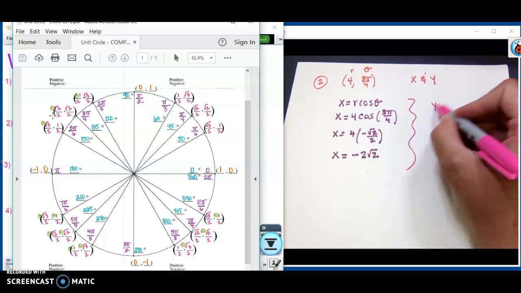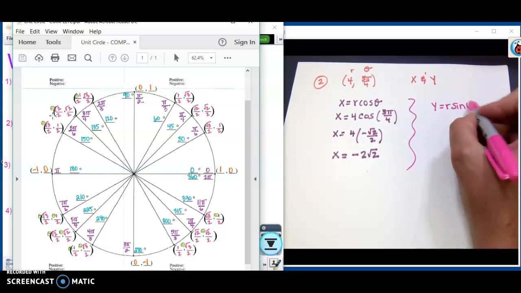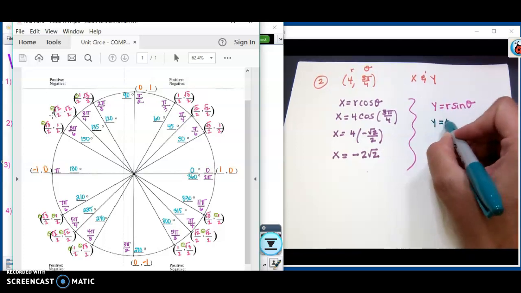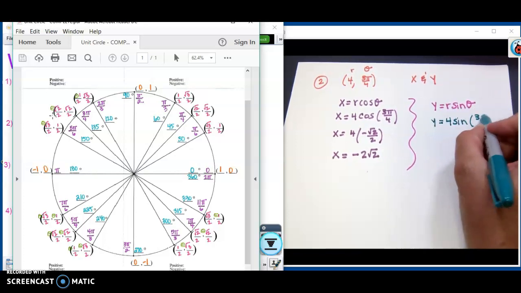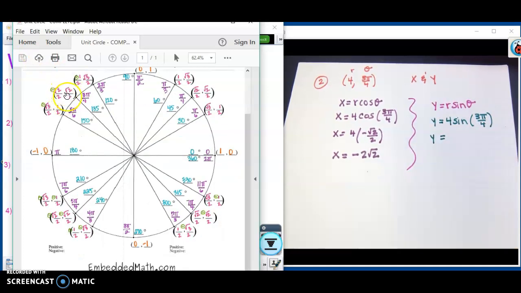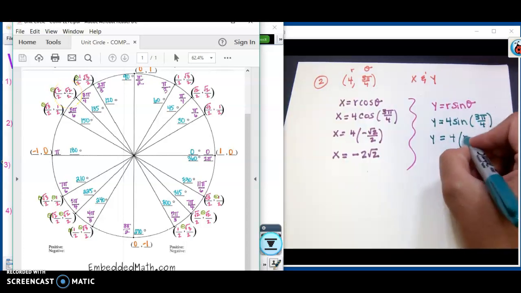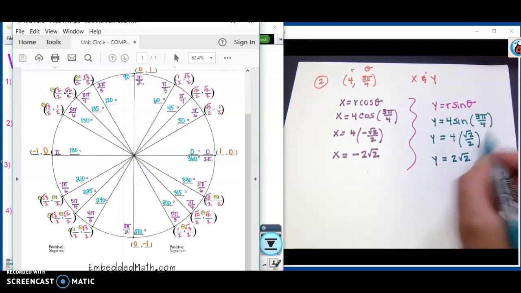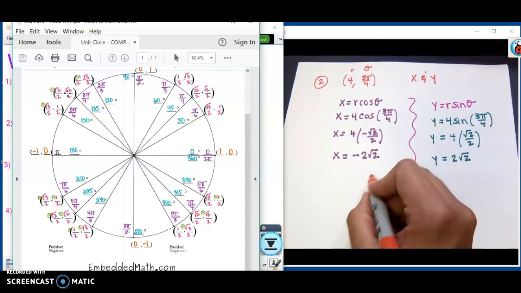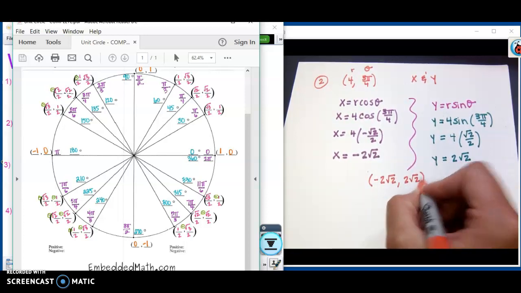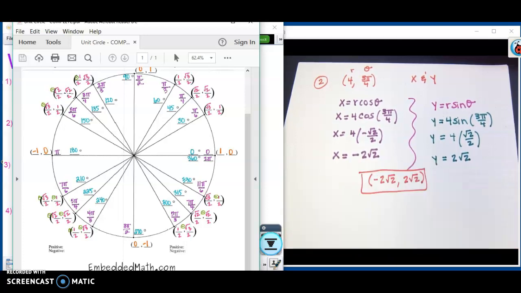The y value, we use y equals r sine theta. So y equals r, which is 4, sine of 3 pi over 4. So using our unit circle at 3 pi over 4, this is at positive square root of 2 over 2. So the y value of the coordinate is going to be positive 2 square root of 2. So the rectangular ordered pair is -2 square root of 2 and 2 square root of 2. And remember, that's the only possible way to write rectangular. There's always only one way to write that.